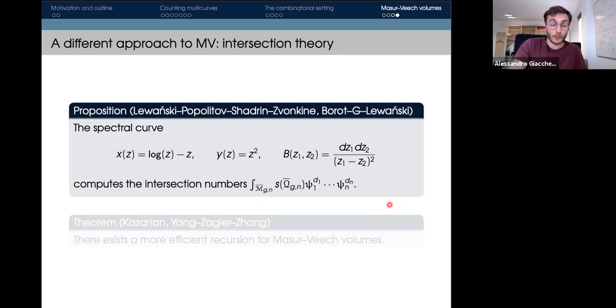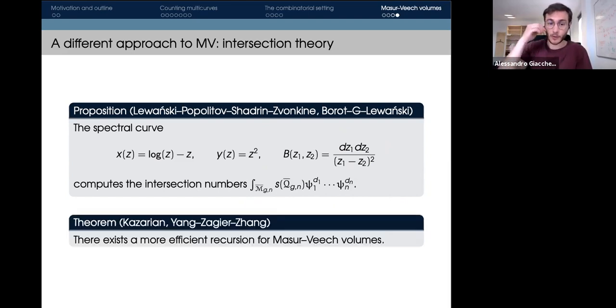And I also want to mention that using this result of Chen, Müller, and Sauvaget, Kazarian, Yang, Zagier, and Zhang were able to prove a different recursion for Masur-Veech volumes that is more efficient than the three that we have. I think this is a really cool result if you like integrable hierarchies. I really recommend reading these papers. They are a really nice application of integrable systems to this enumerative problem.